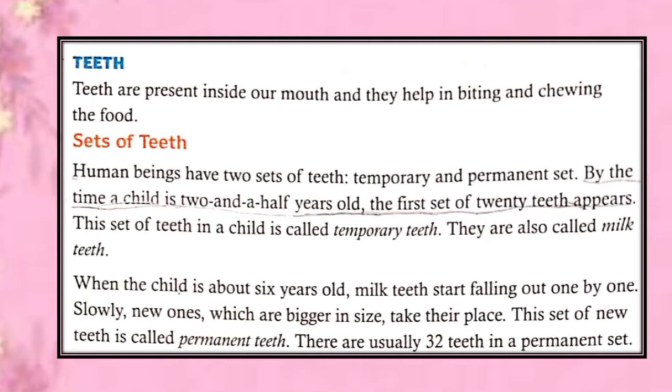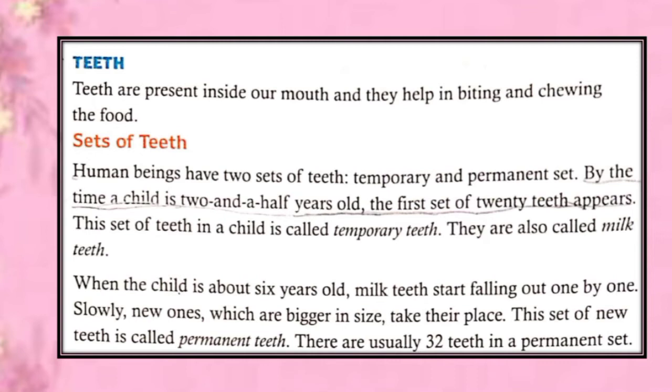Even milk teeth allow the proper development of speech. They create and hold space for the eruption of permanent teeth in the jaw, and they ensure proper tooth alignment when the permanent teeth begin to erupt.